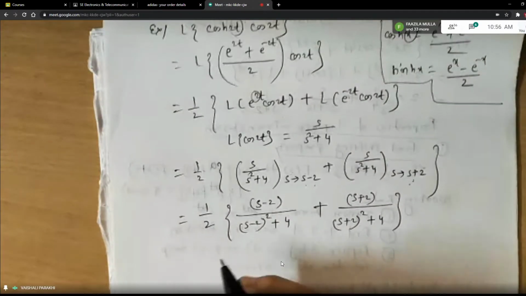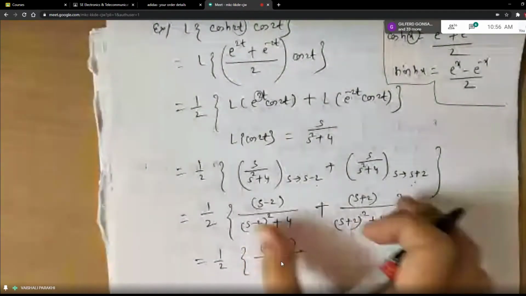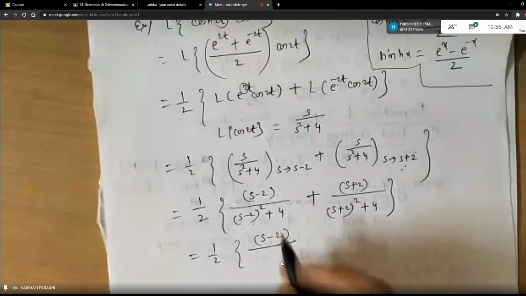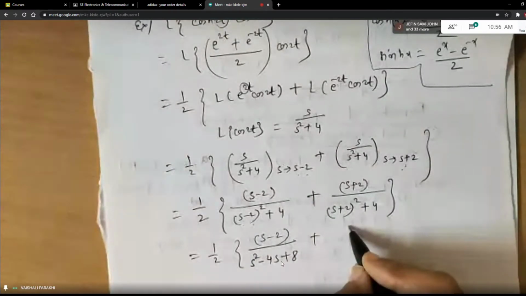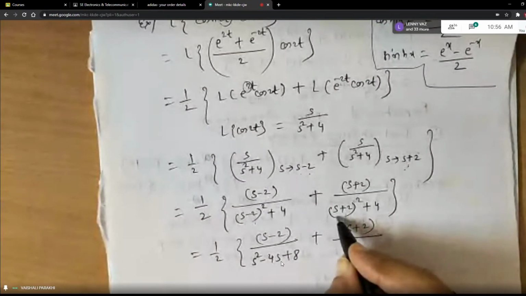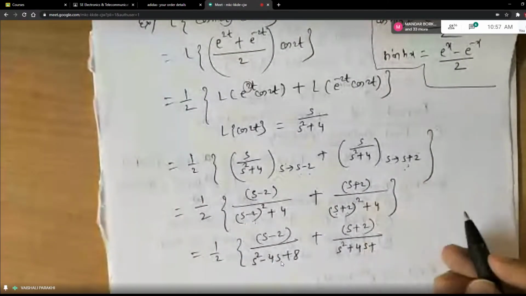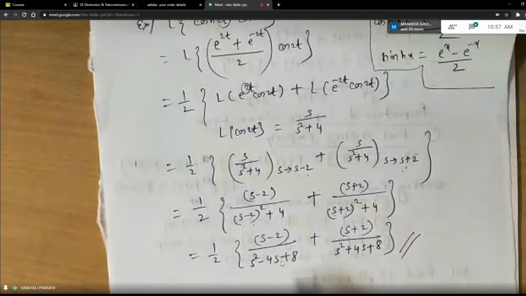Now at most what you can do, it is your wish to do this step or not. Even though you write till here you will get full marks. You can expand this bracket. a minus b the whole square is what? a square minus 2ab plus b square, means plus 4. 4 plus 4 is 8. Just combine it. And this is s plus 2. Again a plus b the whole square is a square plus 2ab plus b square. So 4 plus 4 is 8. And then you can keep this answer as it is. Denominators are not same, because this is minus sign and this is plus sign here. You don't add the numerators.